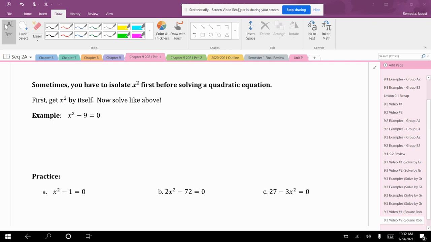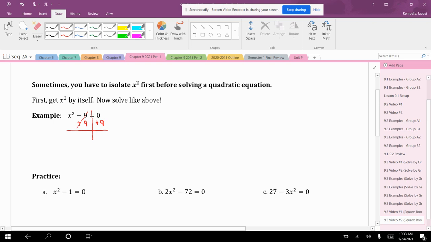So we always have to be thinking about getting the x squared by itself if we see that there's any type of number on the same side. So let's take a look. Notice that in this first example here, the x squared term has a -9 on the same side. So how do I move a -9 over to the other side of the equation? Well, the opposite of a negative would be a positive. So I'm going to add 9 to both sides.